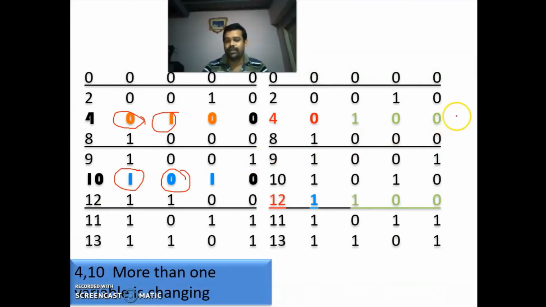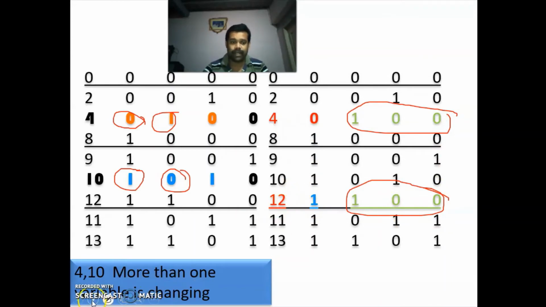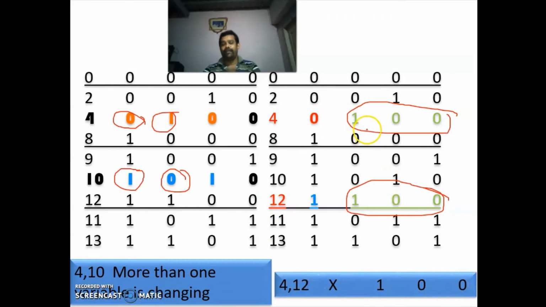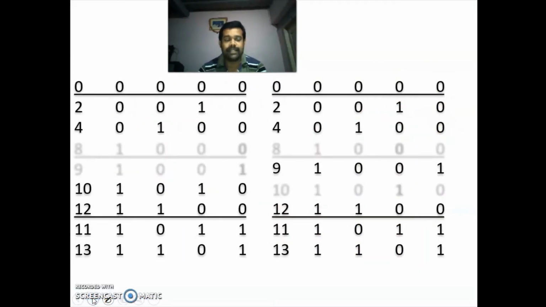Next we are going to compare 4 and 12. The last three bits are the same, so only one bit is changing. So we can consider it. We can write 4 comma 12 is equal to x, 1, 0, 0. In which place the bit is changing, there you have to put x. In all the other places, you have to write the number you have. Next, we are comparing 8 with 9. When comparing 8 with 9, only one variable is changing. So 1, 0, 0, x.